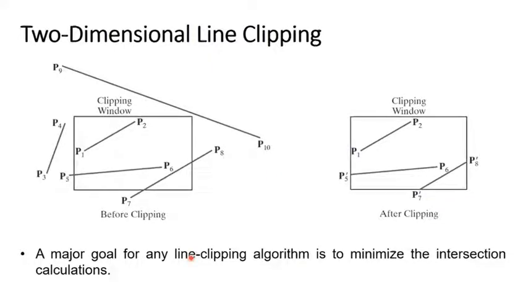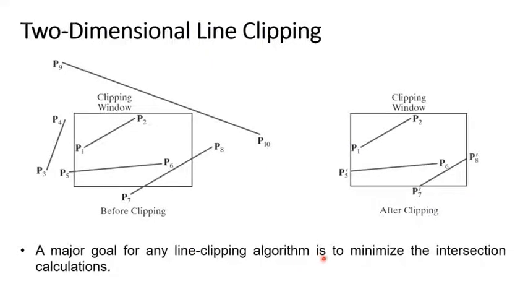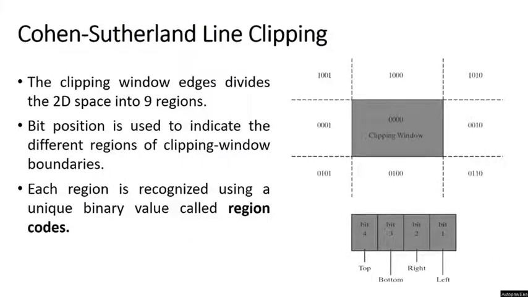So the main goal of any line clipping algorithm is to minimize the intersection calculation, meaning to say I have to reduce the complexity of calculating, coming up with a way to find this intersection point. So that's the idea of two-dimensional line clipping. We will get started with the Cohen Sutherland line clipping algorithm.